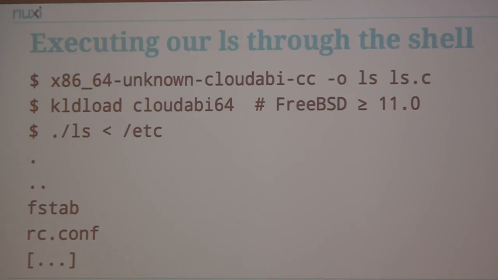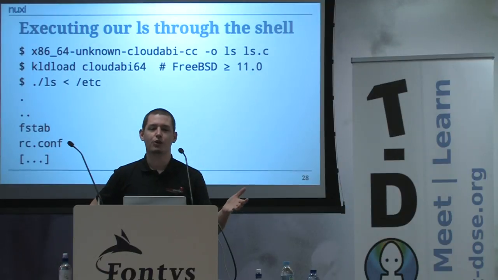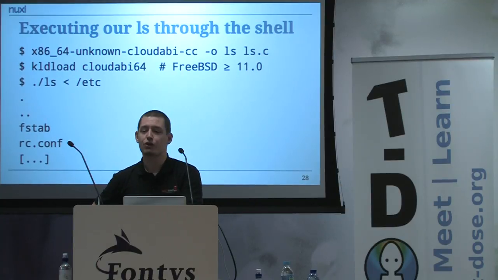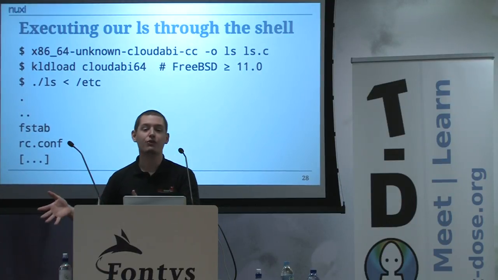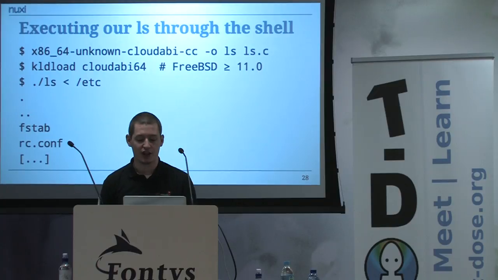which only needs to be done once, of course. For example, here you see kldload cloudabi64. What's nice is that CloudABI support is already integrated into the latest development versions of FreeBSD. So there's nothing extra you need to install to actually run CloudABI processes. An up-to-date version of FreeBSD is sufficient.